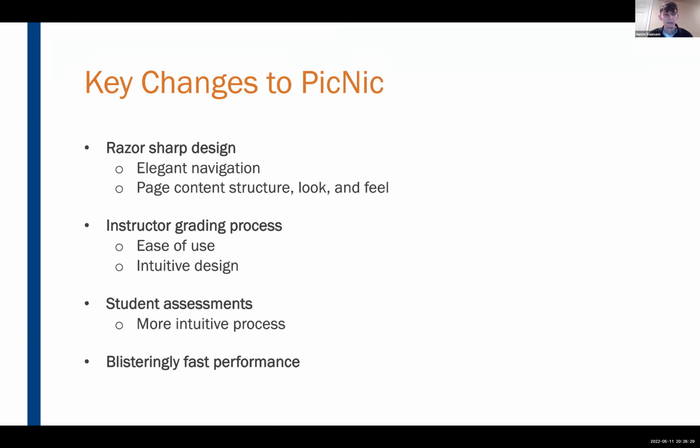So the key changes to Picnic this semester were improvements to the overall design of the application. So we adjusted many elements like navigation and how the user is authenticated throughout the app. There were updates to the content structure, so how it looks on various resolutions and hardware. And this was kept in mind because most of the culinary students will be using an iPad to submit their assessments. We built out the instructor grading process further by making the design more intuitive for instructors when handling assessments, and also by creating a cleaner layout of the student assessment data in order to avoid massive walls of clutter.